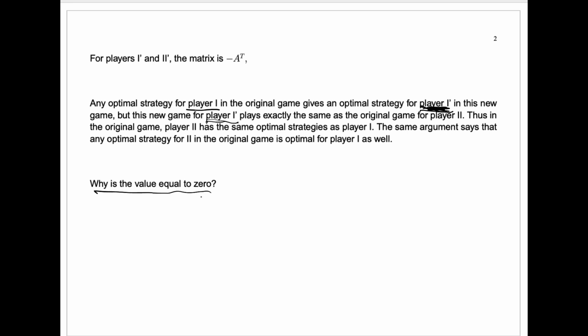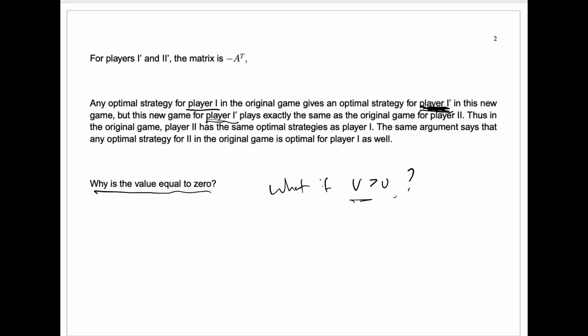Why should the value equal 0 in such a game? Well, what if the value were positive? In the original game, having a positive value means player 1 can guarantee at least that return. Well, what happens in the new game when we just switch the view from player 1's perspective to player 2's perspective? It has exactly the same matrix, so the person who's now in player 1's position, which was the old player 2, can guarantee a return of at least v, which is positive in this game. But remember, it's the exact same game, just looked at from the other position.